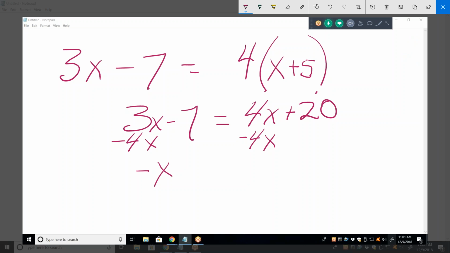Okay? So what's the whole line now? Minus x, minus 7 equals 20. Okay. What's the next line? You're adding 7, so negative x equals 27. Equals what? 20 or 27?